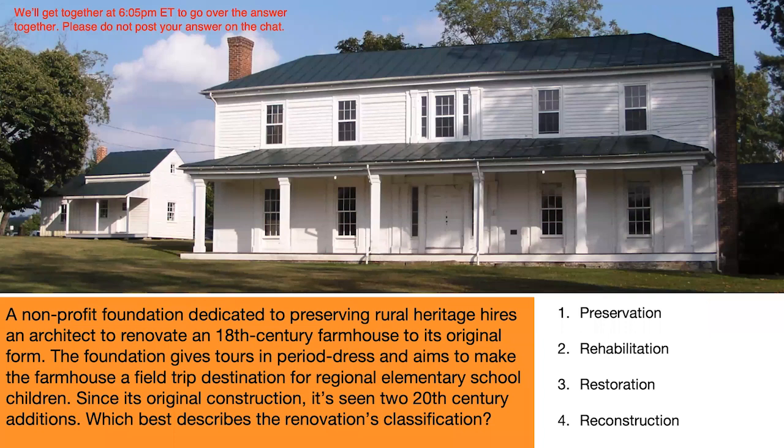But tonight's question: a nonprofit foundation dedicated to preserving rural heritage hires an architect to renovate an 18th century farmhouse to its original form. The foundation gives tours in period dress and aims to make the farmhouse a field trip destination for elementary school children. Since it was originally built, it's seen two 20th century additions. Which best describes the renovation's classification?